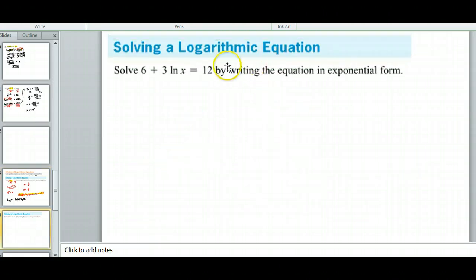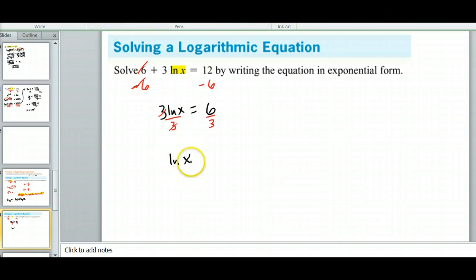Alright, let's solve this log equation. Again, we want to isolate the log part. So we're going to get everything else over to the other side. I'm going to start by subtracting this 6 over. So it's gone. Now we've got 3 times the natural log of x equals 6. Then I want to get rid of this 3, so I divide it away. Now I have the natural log of x is equal to 6 divided by 3, which is 2.